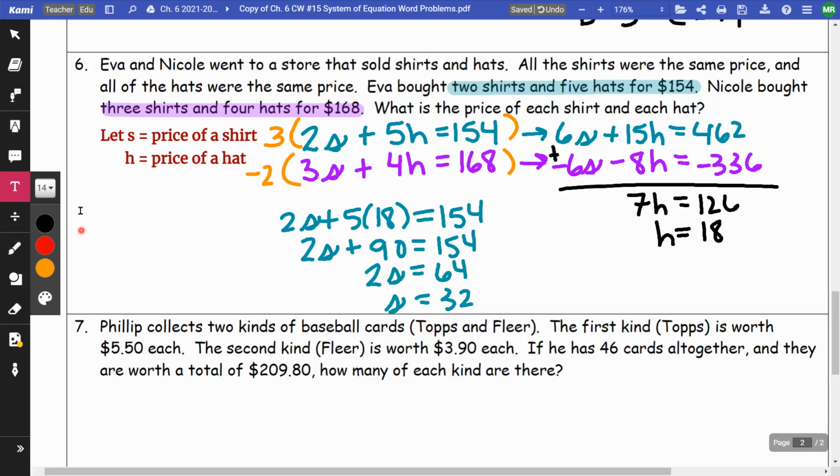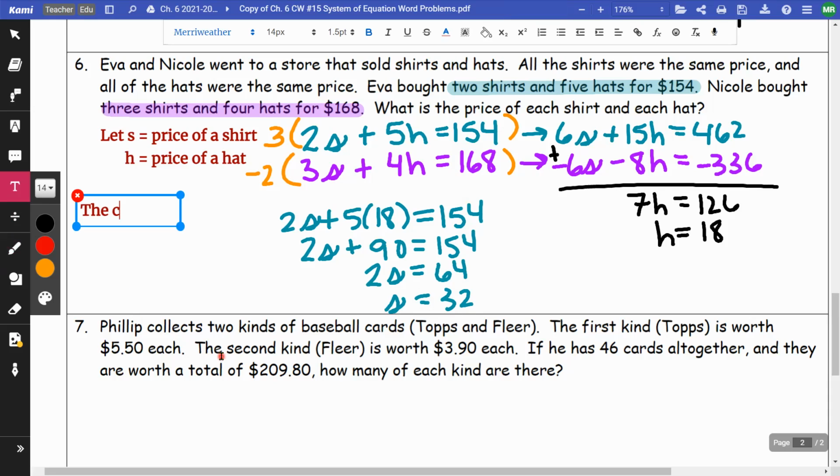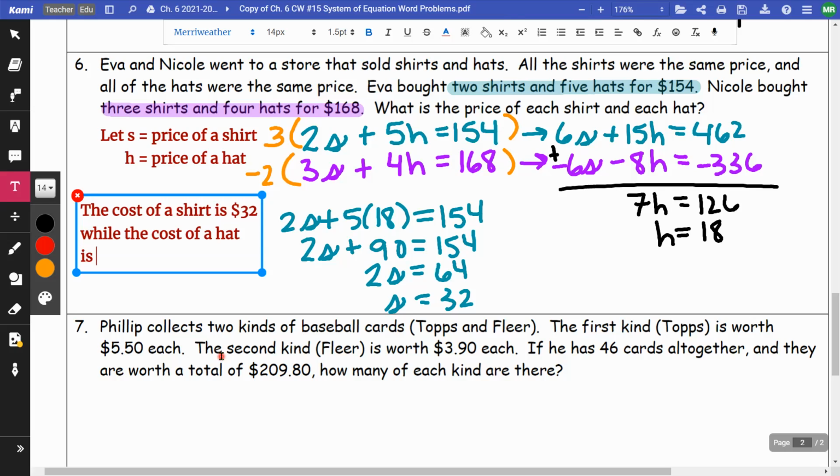So my answer: the cost of a shirt is $32, while the cost of a hat is $18.